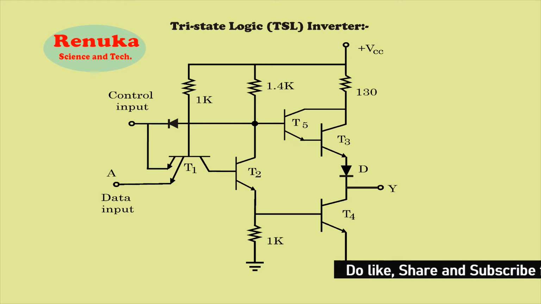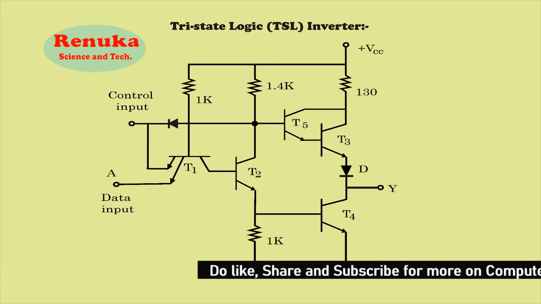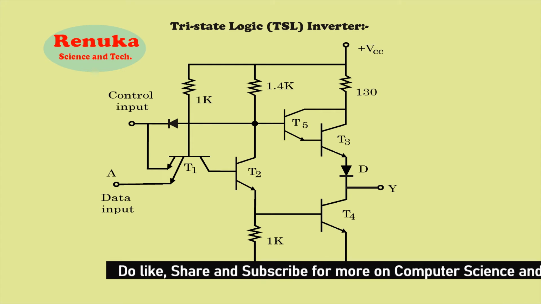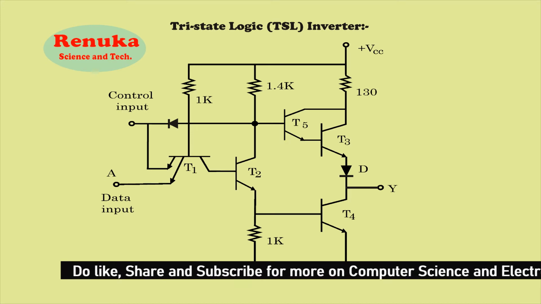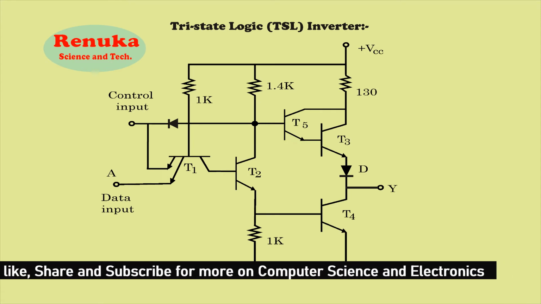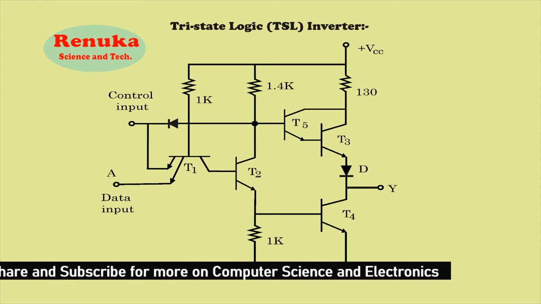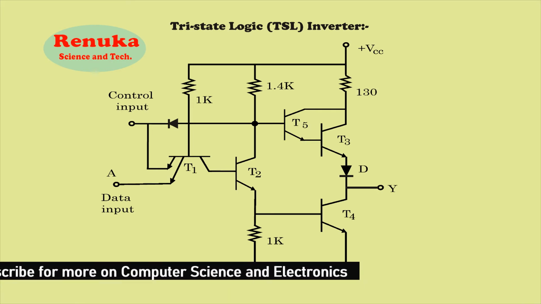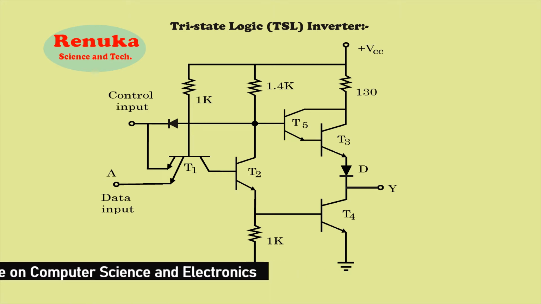There is an additional diode connected here at the collector of the transistor T2, and transistor T1, in the TTL NOT gate, is converted to a multi-emitter transistor. That means an additional emitter is connected here, and the additional emitter of transistor T1 and the cathode of the diode are commonly connected, and this common terminal is called the control input. The transistor T1's second emitter is connected to the data input. So here you can see that there are two inputs, the control input and the data input.